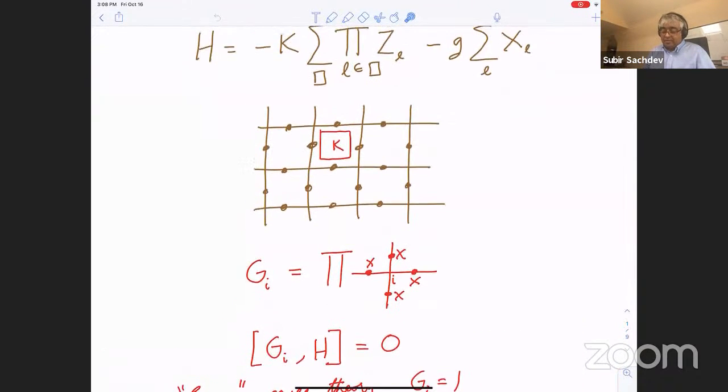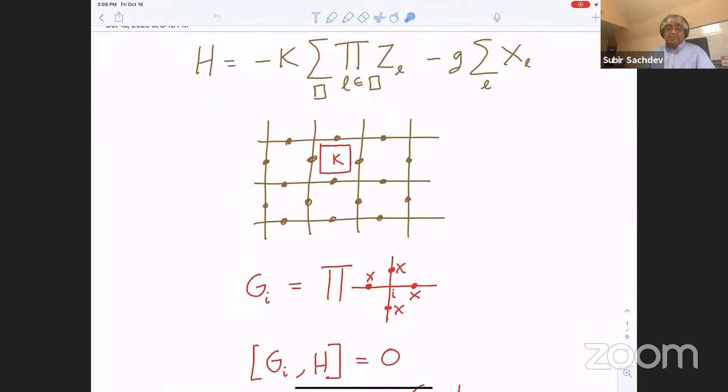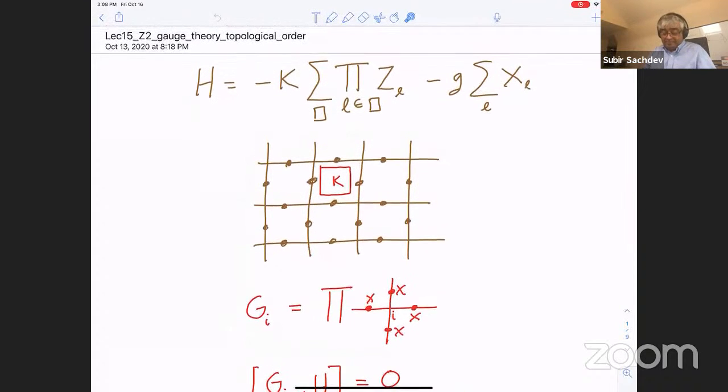Okay, but we're going to take this very simplest example here, which turns out to be relevant to the properties of spin liquids. So, any questions?